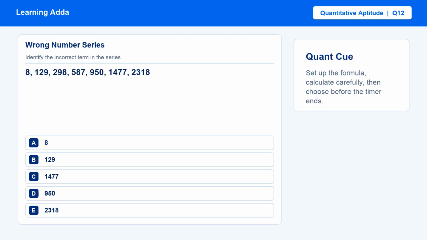Question 12. 8, 129, 298, 587, 950, 1477, 2318. Option A, 8. Option B, 129. Option C, 1477. Option D, 950. Option E, 2318. The timer starts now.